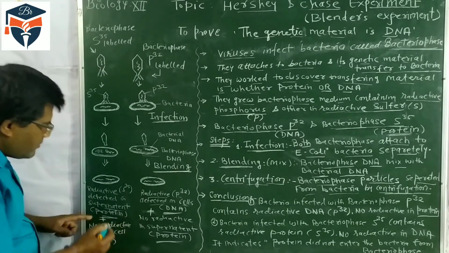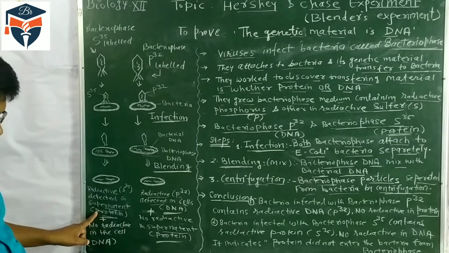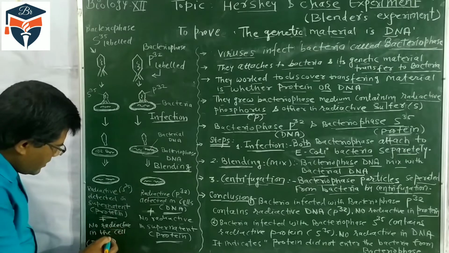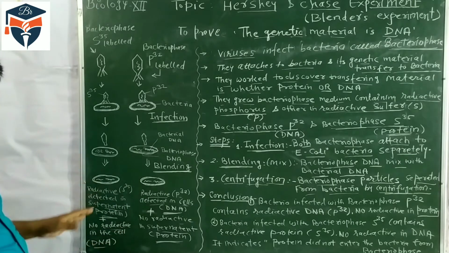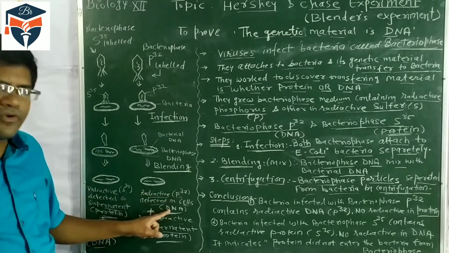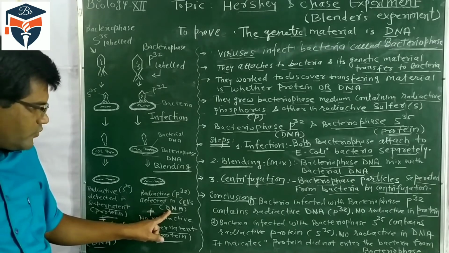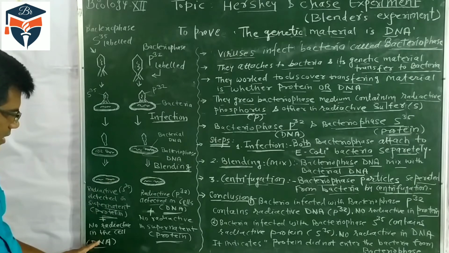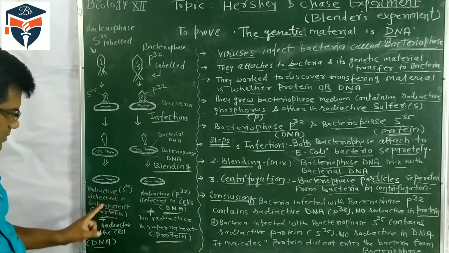It means sulfur comes in the protein. Sulfur comes in the protein, but this sulfur is not detected in the DNA. It means phosphorus is the component of the DNA, so it comes in the DNA. And sulfur is a component of protein, so it comes in the protein.